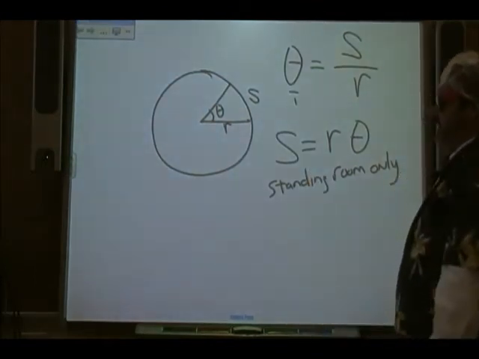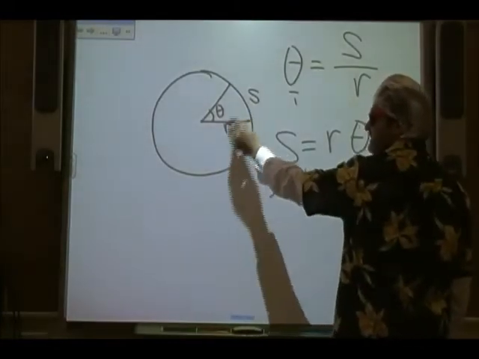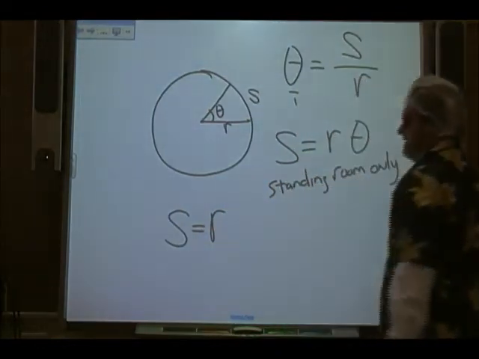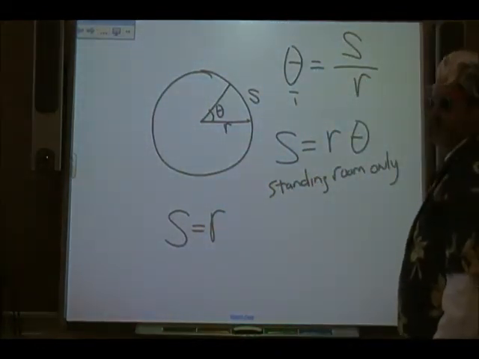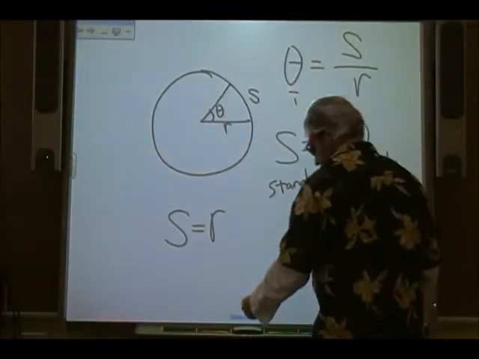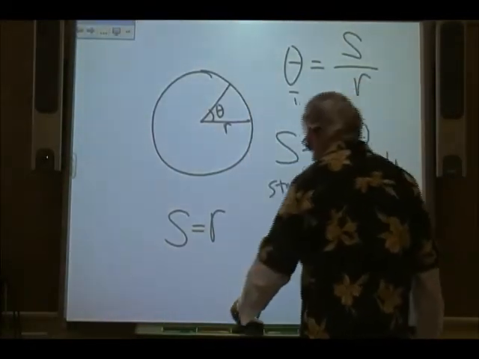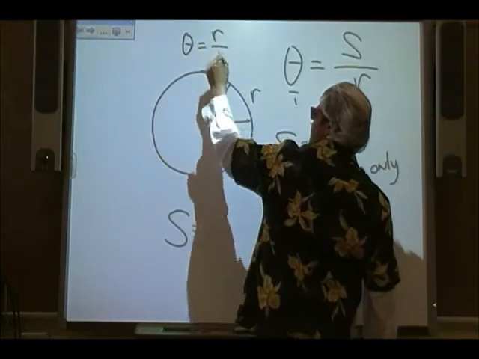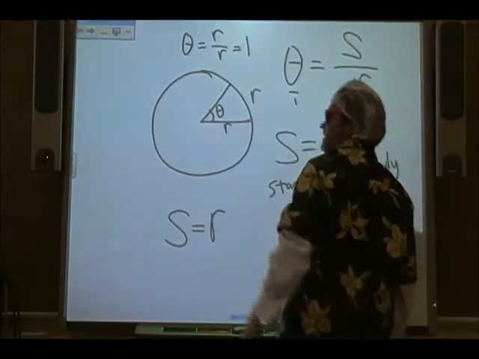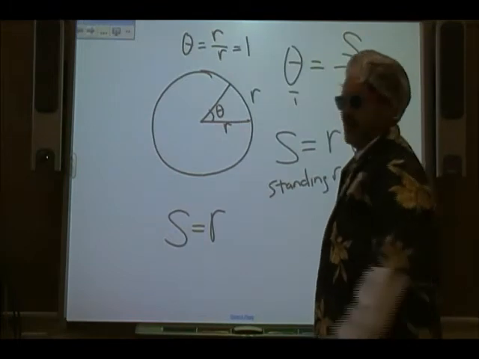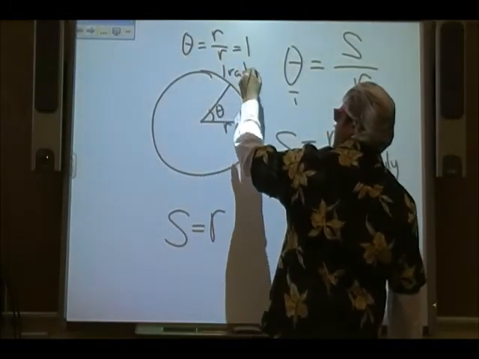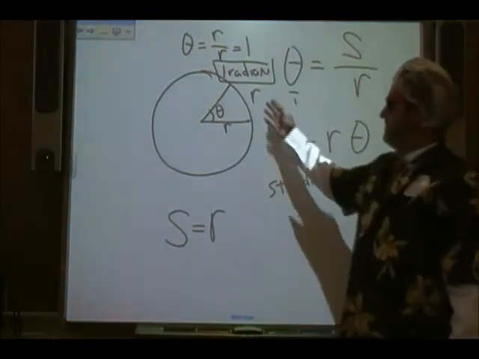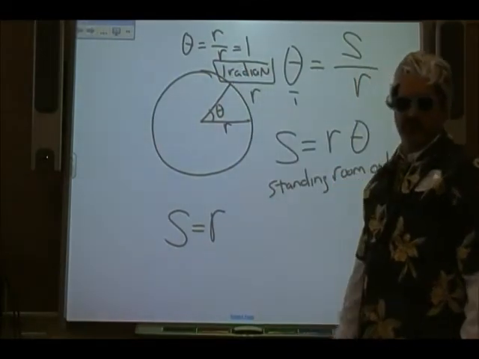Okay, so if we look at this, what they decided is if I make the arc equal to the radius and I plug it into the formula, if I make this now equal to R, then theta equals R over R, which equals 1. So that's 1 radian. That's how we define 1 radian. When R over R is the same, it's equal to 1.